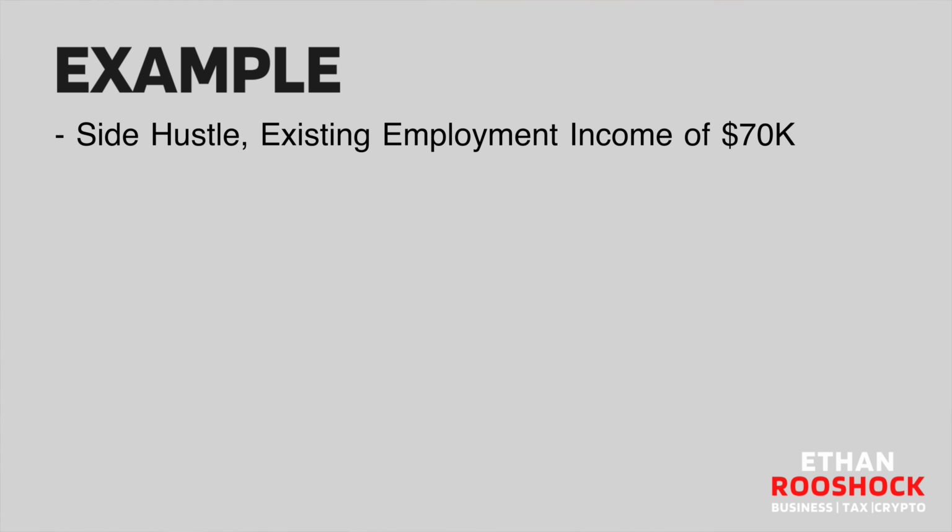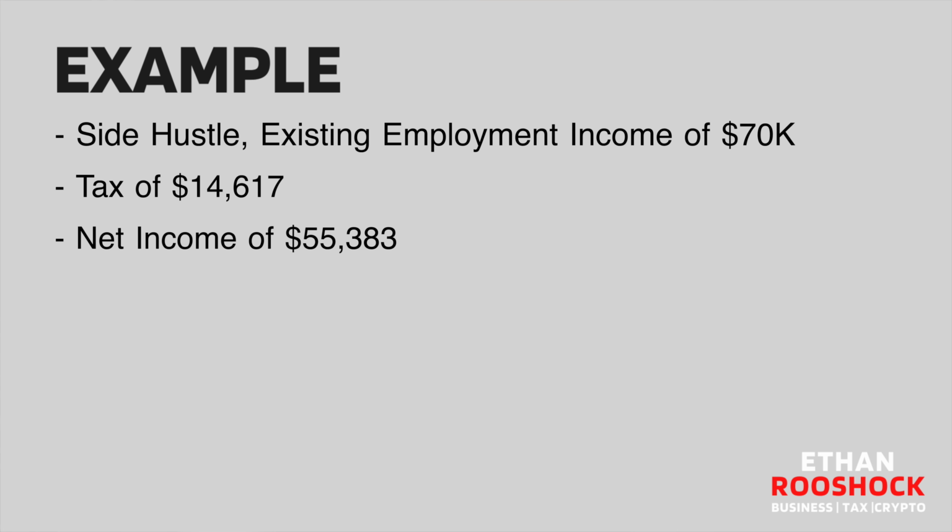Now what I'm going to do here is look at a bit of a different example. Let's say this is a side hustle. So we're already working an existing job, and in that existing job, we're earning $70,000 per year. And you'll see here on that existing job, the tax is going to be approximately $14,617. So this would be the tax that you would likely have withheld from your employment income throughout the year, and assuming all things equal, you'd pretty much come out square.